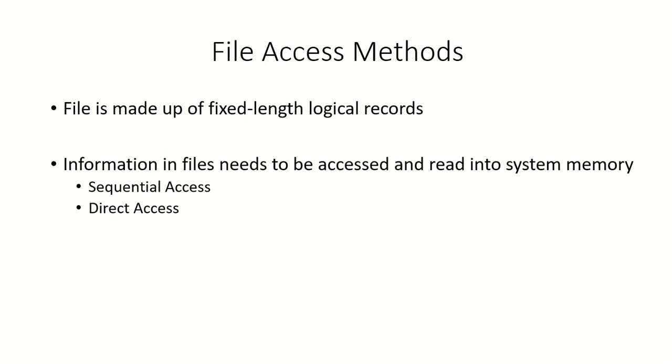So what are the file access methods? We know that a file is made up of fixed length logical records. So this information needs to be accessed and read into the system memory. There are two ways of file access, either sequential access or direct access.